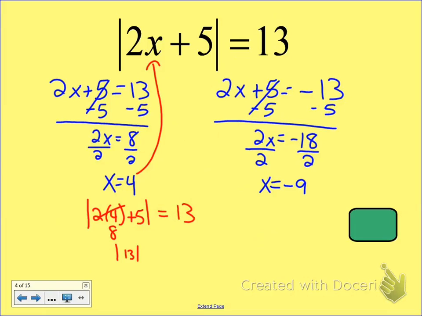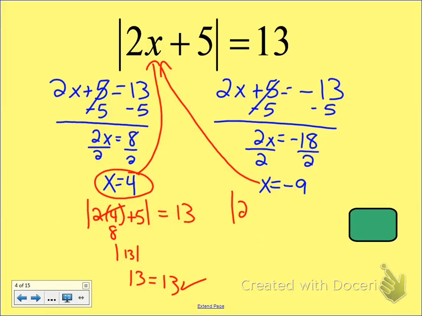13. What is the absolute value of 13? That's correct. It's 13. And does 13 equal 13? Why, yes. Yes, it does. So that works out. So 4 is one of your answers. Now you can go back and circle it. You're going to do the same thing with negative 9.